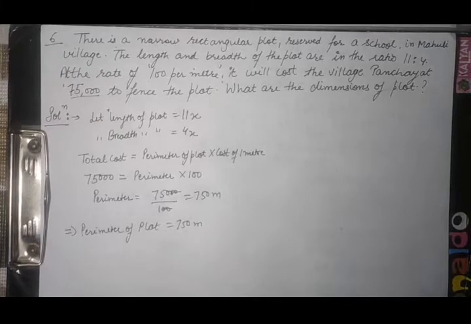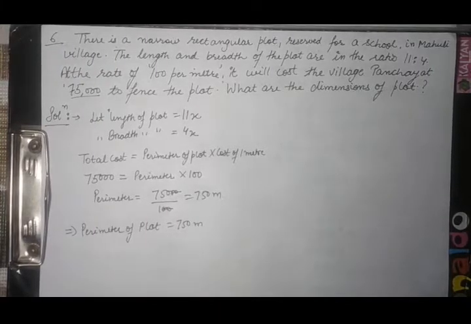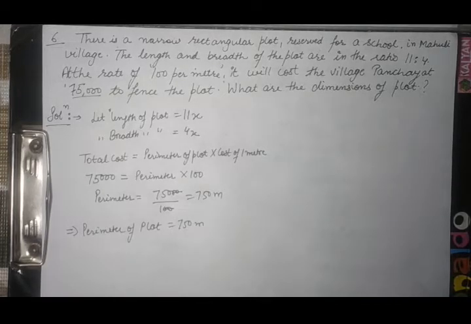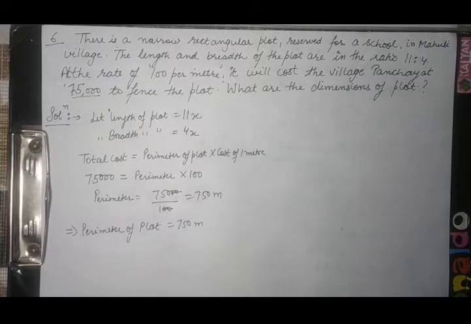So length is supposed as 11x, breadth is 4x. Total cost, if we have to find, is equal to perimeter into cost of 1 meter. Here the total cost is given, which is 75,000. That will be equal to perimeter into the cost of 1 meter, that is 100. So if we want to find the perimeter, we will divide the total cost by the cost of 1 meter, which will be equal to 750 meters. So now we have found the perimeter.